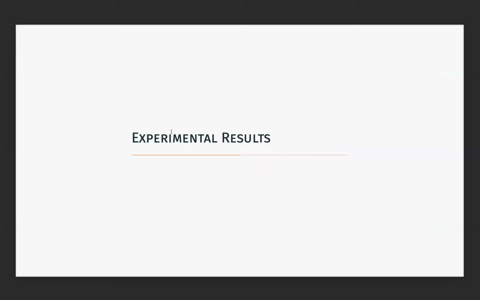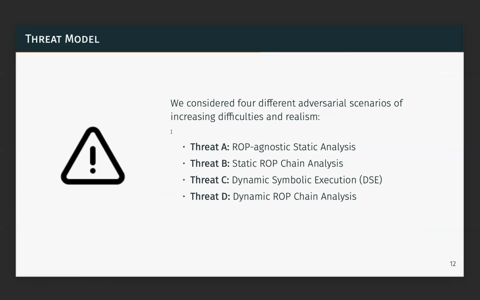So let's jump to the results. We evaluated ROPfuscator on 4 different scenarios of increasing difficulty. The first 2 are static analysis, where the first one is the simplest scenario, a generic static analysis. Then we take into account a static analysis that is ROP aware, and then we jump into the dynamic analysis, where for threat C we have state-of-the-art symbolic execution, and threat D is dynamic analysis that takes into account that return-oriented programming is being used.